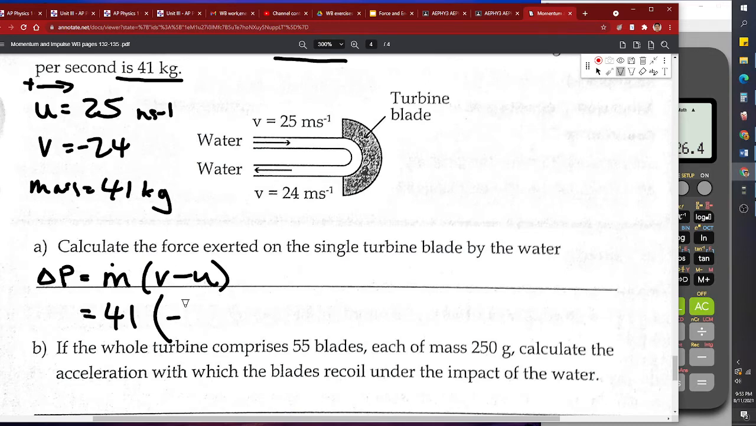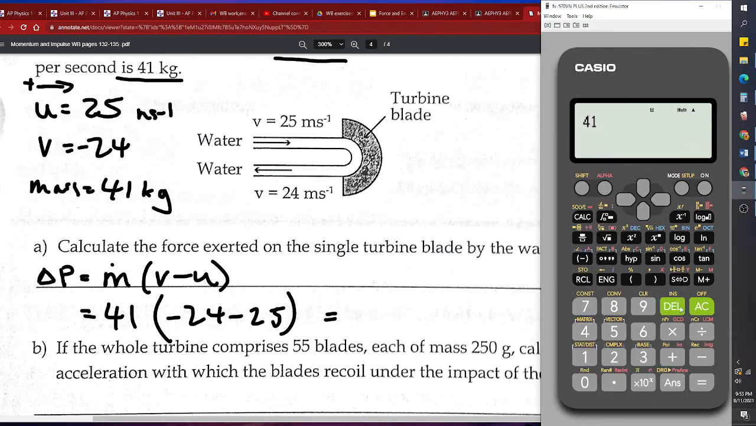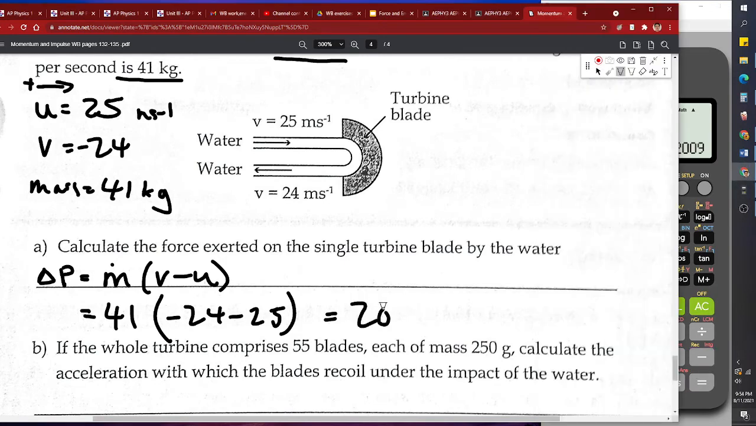and we know the velocity is negative 24 minus 25. Making sure I have everything in there. So in the end, we get change in momentum equals 41 times negative 24 minus 25. It'll be 49, it looks like. So 2009 kilograms meters per second. Okay, so we have that. It's about 2,000.